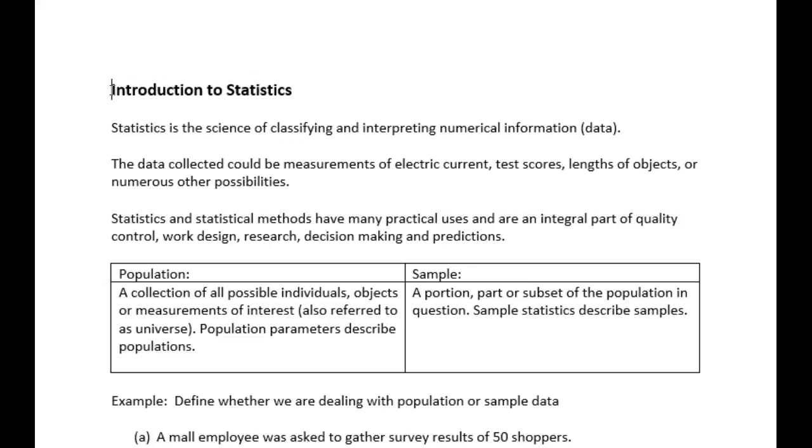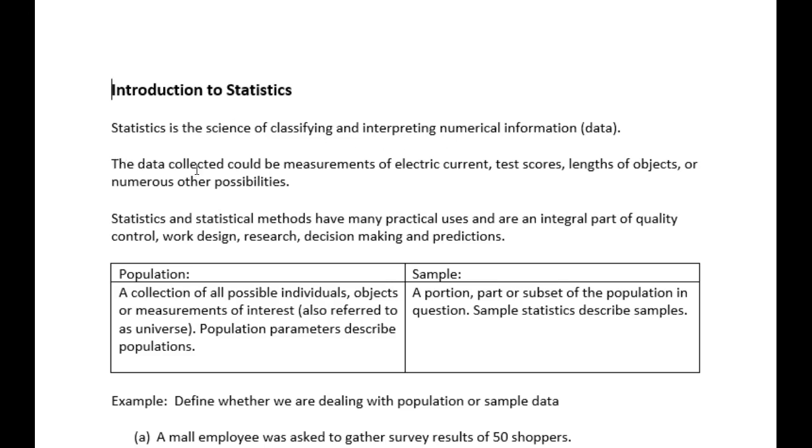So we're going to talk a little bit about what is statistics. Statistics in general is the science of classifying and interpreting numerical information or data that you actually collect. So you're collecting data or looking at data all the time.